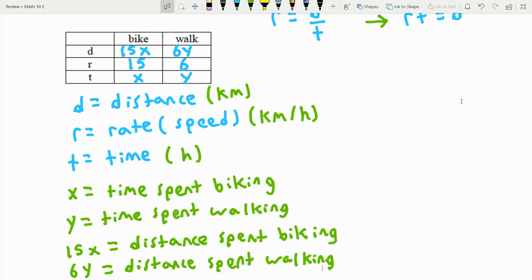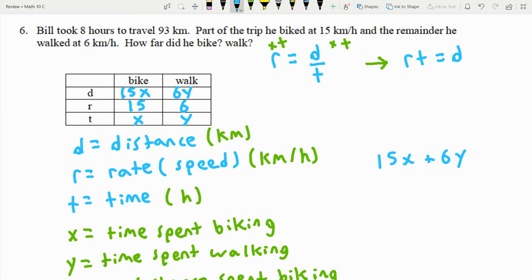Now from here, I already have my equations set out, right? So I can write what my equations are. So my equations would be 15x plus 6y, and that equals 93, I'd say. Yeah, so we know we took 8 hours to travel 93 kilometers. We just don't know how many hours of that was spent biking and how many hours of that was spent walking. But we know that for the distance, he did travel 93 kilometers. So I'll say 15x plus 6y equals 93 kilometers. And that could be my first equation.